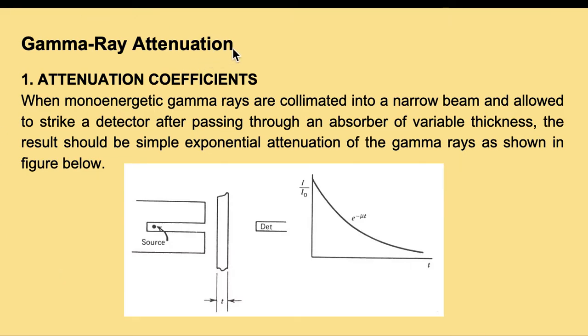And next is gamma ray attenuation. We will be defining some attenuation terms for gamma ray. As you know, attenuation means a decrease in intensity or amplitude. When mono-energetic gamma rays are collimated into a narrow beam and allowed to strike a detector after passing through an absorber of variable thickness, the result should be simple exponential attenuation of gamma rays as shown in the figure below.